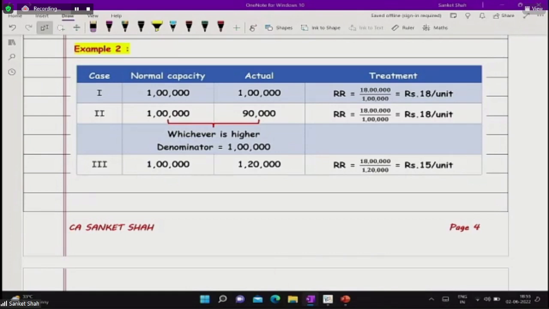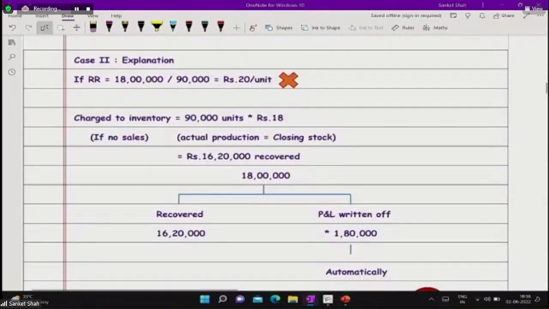First take a screenshot. 1 lakh or 1 lakh whichever is higher. 1 lakh or 90,000 whichever is higher, that is 1 lakh, so rupees 18. 1 lakh or 1,20,000 whichever is higher, so we'll divide by 1,20,000 and the answer is rupees 15. So it's very simple. Case 1 explanation not needed.